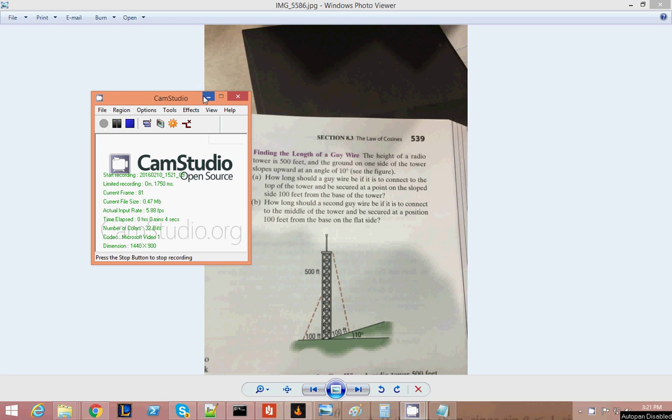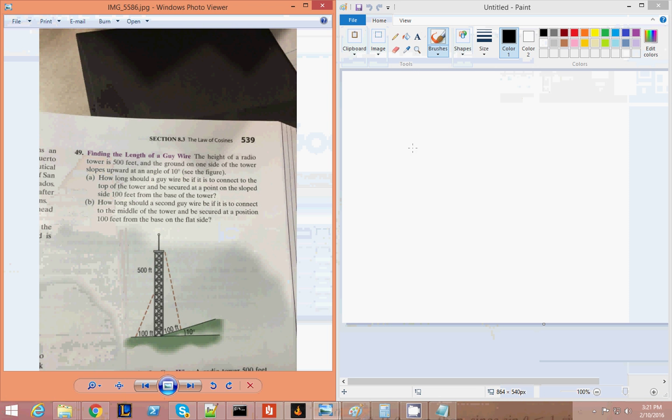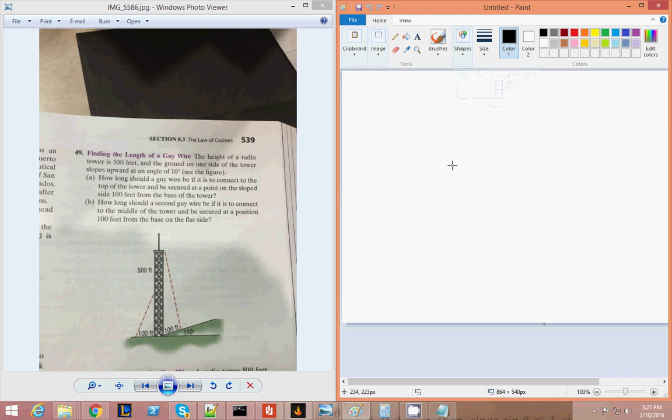Alright, looks like we have another question here. This is question 49. Finding the length of a guy wire. So the problem states the height of a radio tower is 500 feet. So let's start with that. Let me get one of these shapes here. Height is 500 feet. And we'll label that.